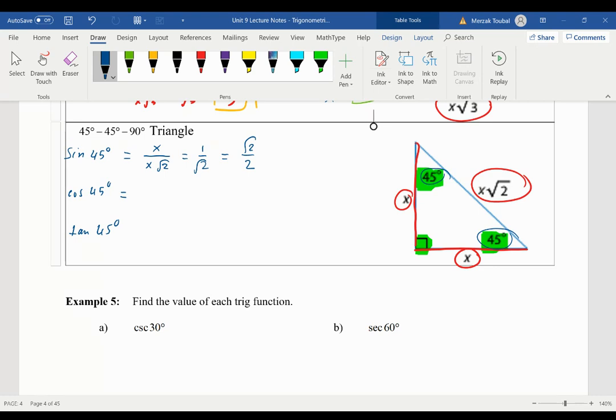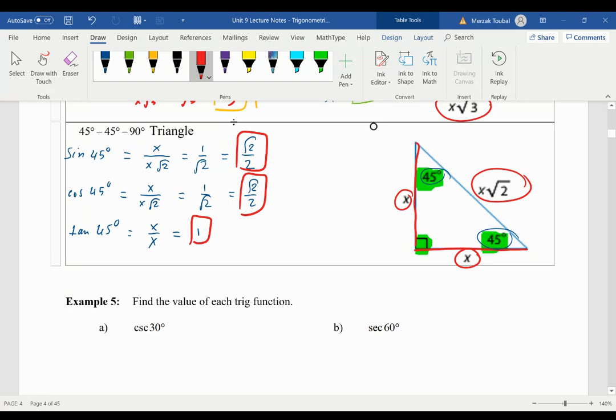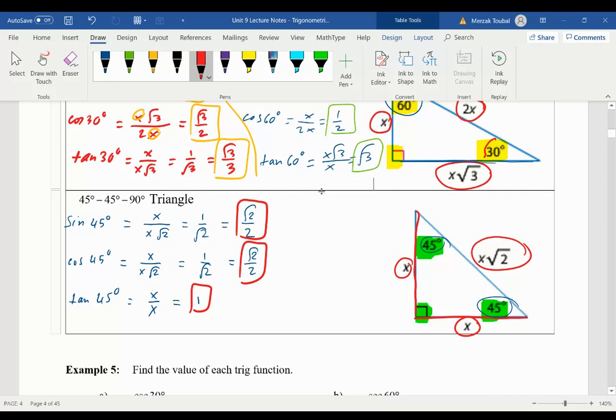Cosine of 45, again, would be x over x times root 2, which is 1 over root 2, which is root 2 over 2 after you rationalize. Now, tangent of 45 is opposite over adjacent, which is x over x, which is 1, and that's the simplest one. So root 2 over 2, root 2 over 2, and 1. And this will always be true. Sine 45 will always be root 2 over 2. Cosine 45 will always be root 2 over 2. And tangent 45 will always be 1. So these are the two special triangles, 30, 60, 90, and 45, 45, 90.